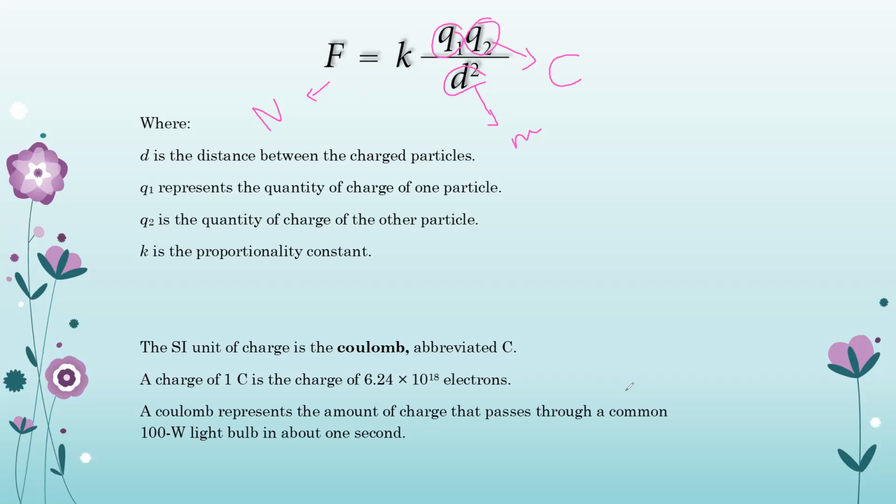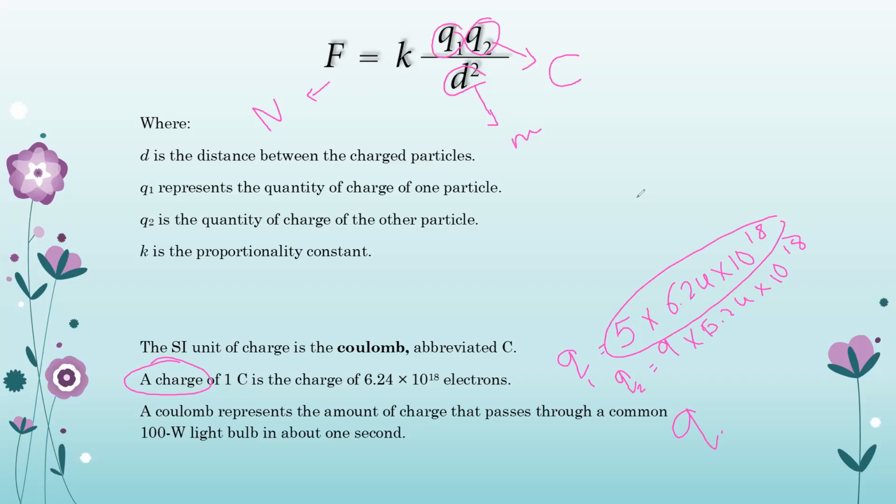And don't forget, as I told you before, a charge must be a whole number times the charge of an electron. As we said in the previous lesson, a charge is a whole number, 1, 2, or 3, times the charge of the electron. So Q1 could be 5 times 6.24 times 10 to the power 18. Q2, as an example, is 9 times 6.24 times 10 to the power 18. I will not give you this long number. I will only say, if Q1 is 3 times 10 to the power 18 as an example, this is the quantity of Q1.